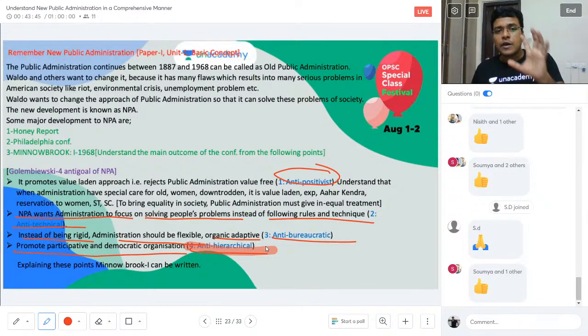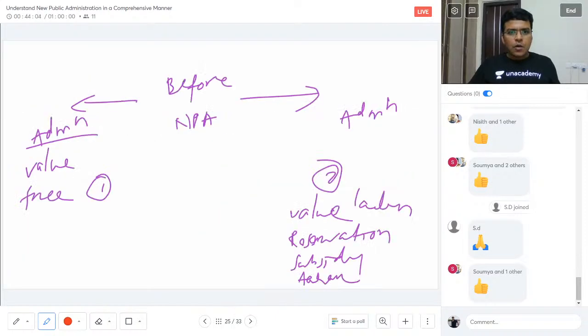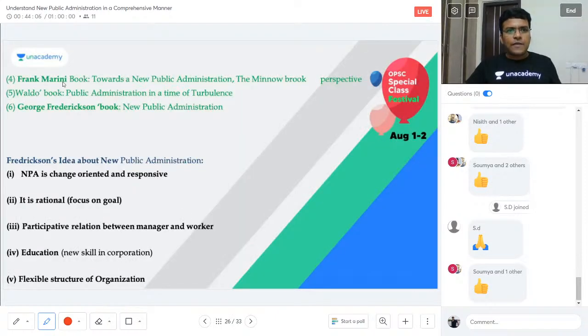So in this way you can write your answer, and if you try to mug up everything, it will be difficult. You cannot reproduce it. Just remember the important points and write the concept on your own. Explain the point, and Minor Group 1 you can easily write. Other things of Minor Group 1 is Frank Marini.